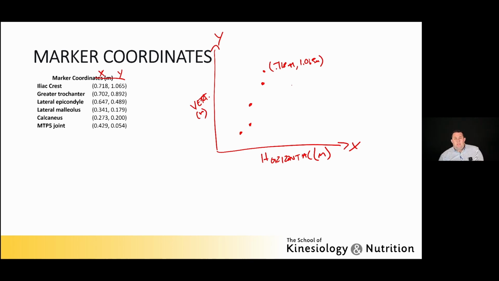And hopefully that makes sense for the average adult. The top of your pelvis is about a meter high, that's a good benchmark, so that seems to check out. And then you can see that we have different marker coordinates along the way.